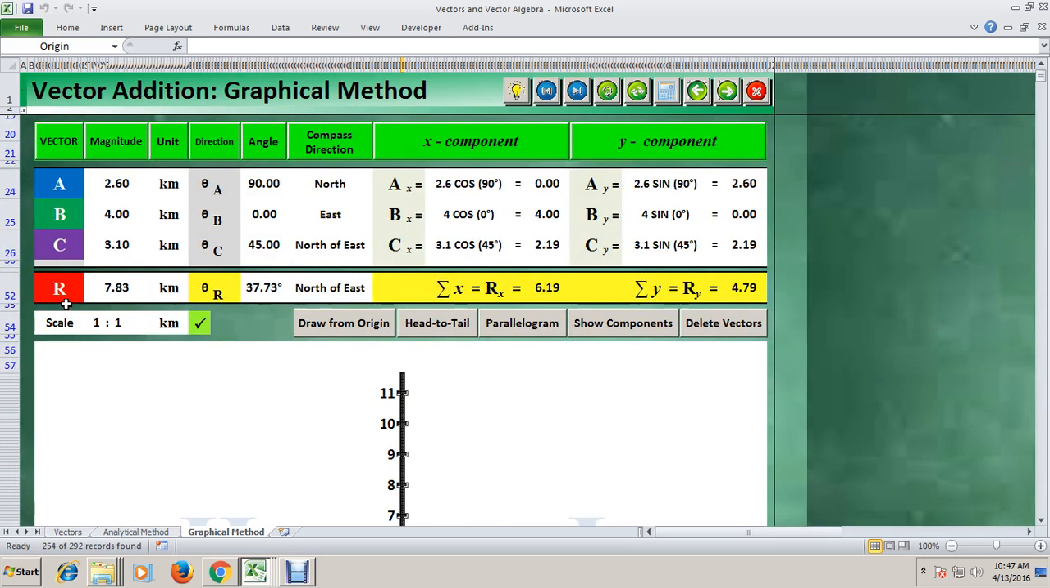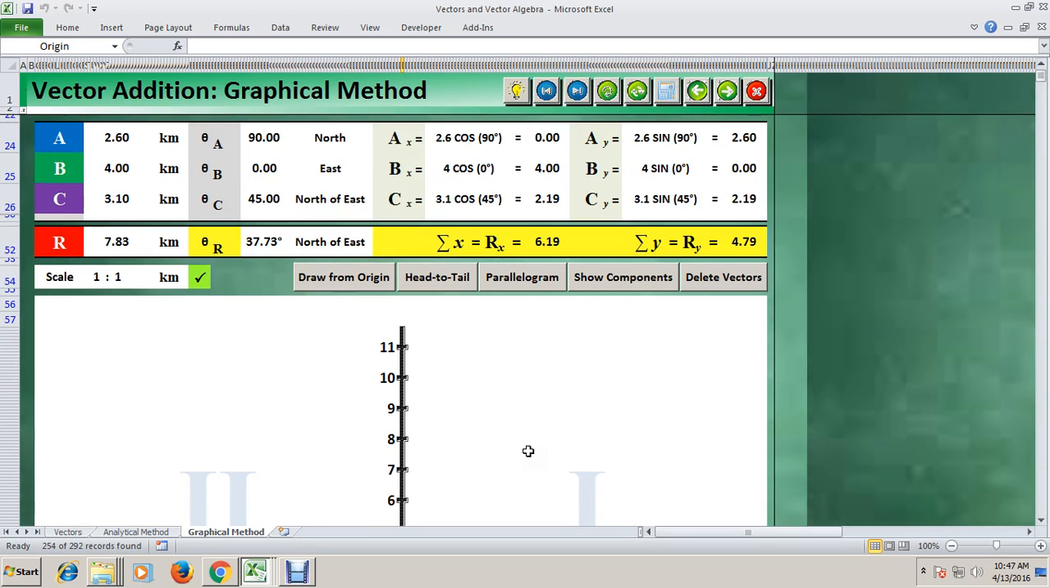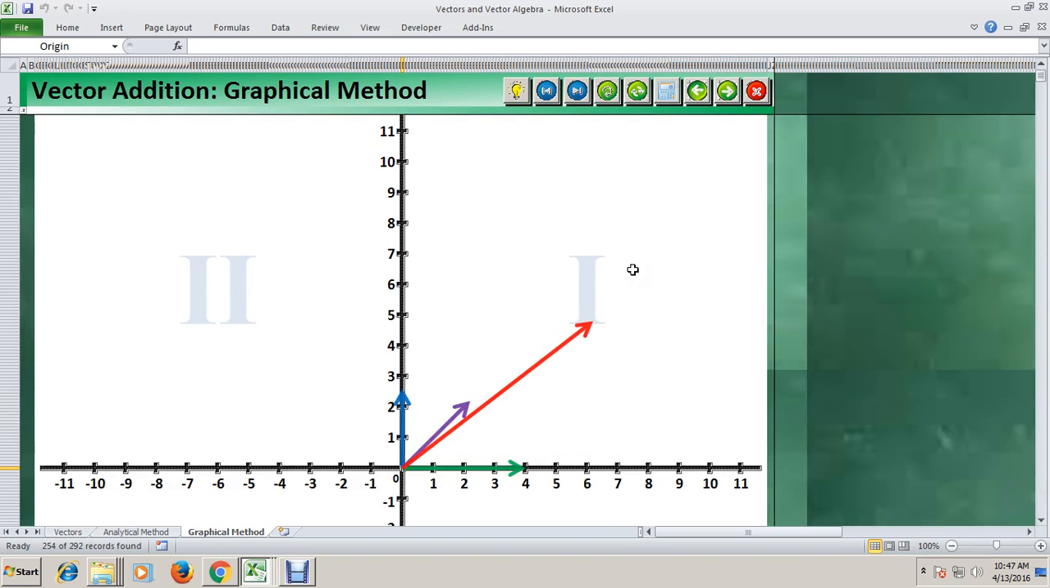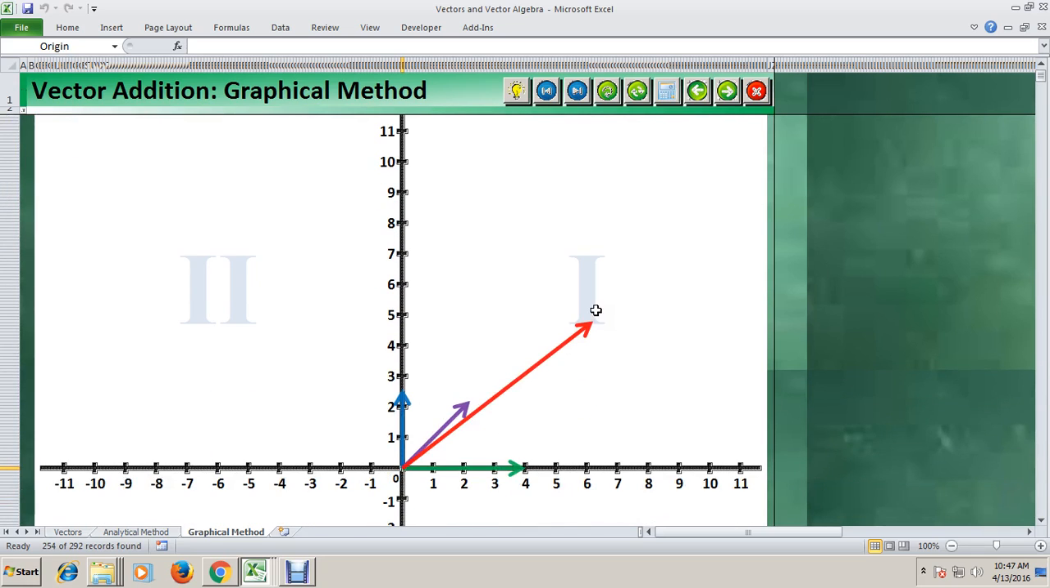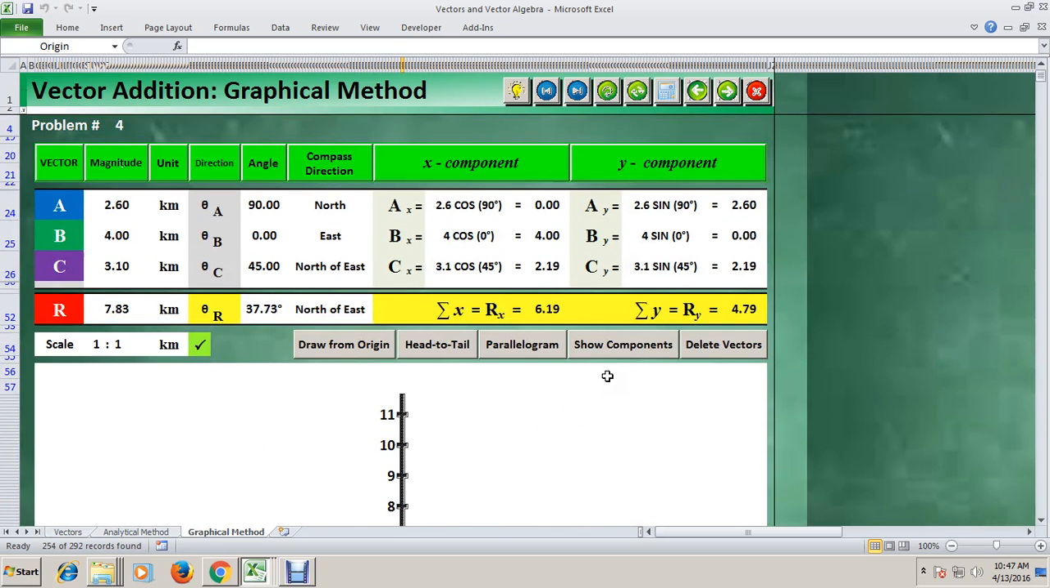Now, the resultant vector is 7.83 kilometers based on the computation. It is directed north of east, therefore it is on the first quadrant. Now, we cannot see directly how we come up with the red vector here. If you're going to draw, you should employ head to tail or the parallelogram two vectors at a time in order to determine the resultant vector using graphical method.